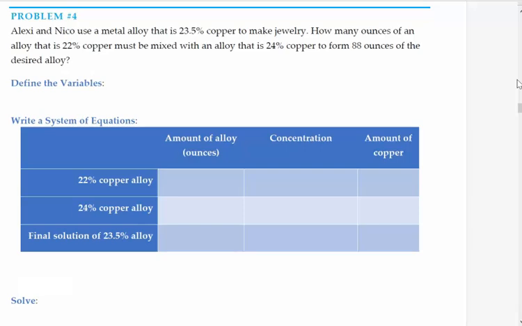How many ounces of an alloy that's 22% copper must be mixed with an alloy that is 24% copper to form 88 ounces of the desired alloy? All right, so we want to end up with this 23.5% copper alloy. And we're mixing the 22% and the 24% together to get that.